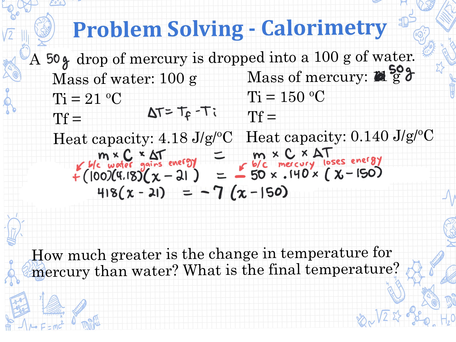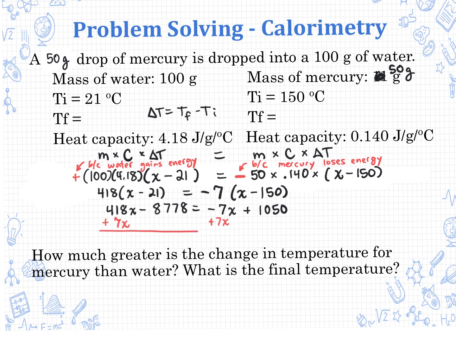Now we're going to do some distributing. 418x minus 21 times 418, which is 8,778. And on the other side, negative 7x plus 7 times 150, which is 1,050. Now I'm going to collect all the x terms on one side, and I'm going to collect all the constants on the other side.